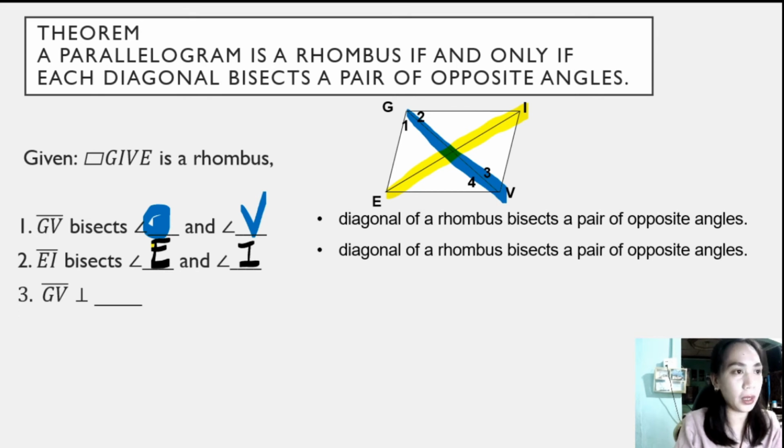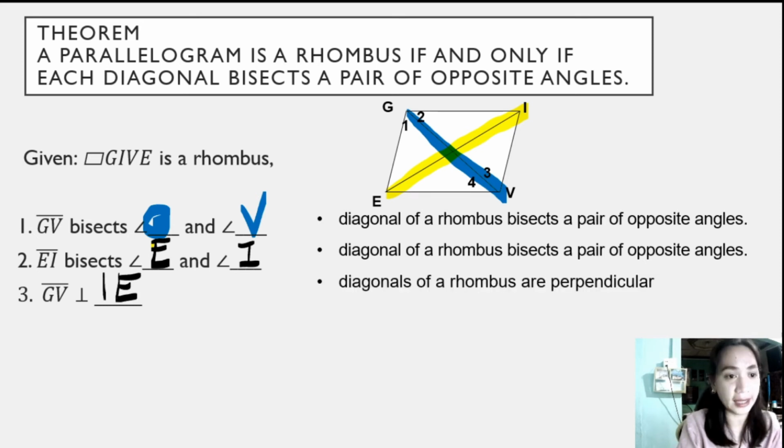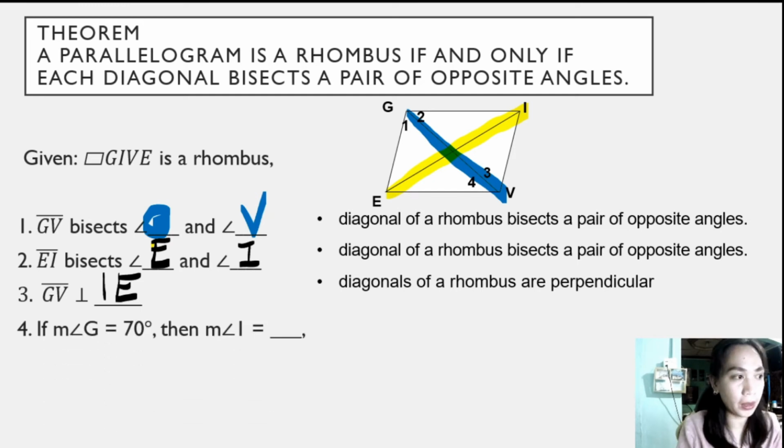Next, you have the GB. GB is perpendicular to, okay, that is correct, IE, because the diagonals of a rhombus are perpendicular.